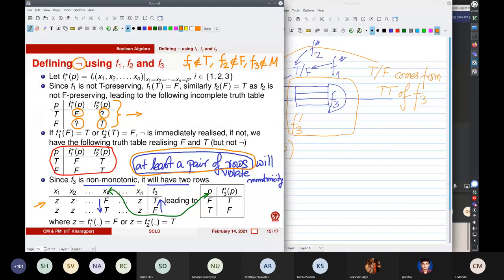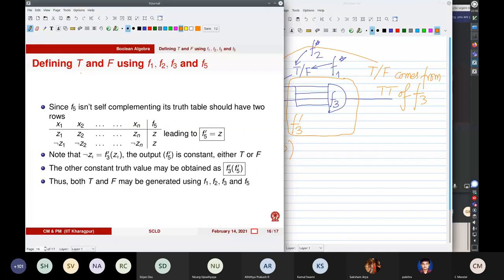So in that case, you will have to create T and F somehow. So let us see how that can be done. For that, let us look at F5. Okay, so F5 is not self-complementing. So if it is not self-complementing, obviously it will have such a pair of rows, right? Because you know that it will have a pair of rows whereby it gives the same output. Okay, it gives the same output.